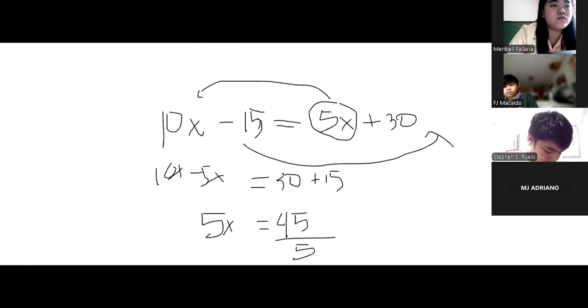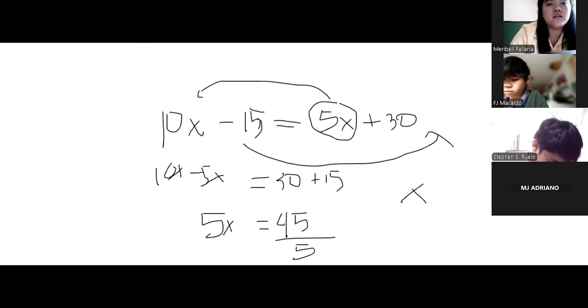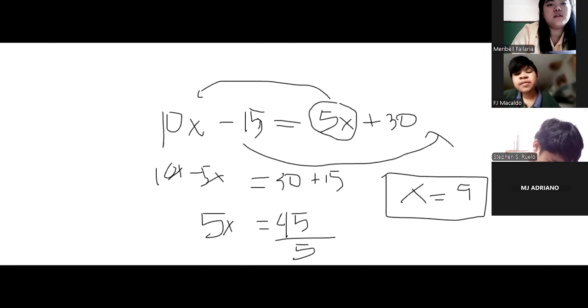Oh, nawala na ang students ko. So 45 divided by 5 is 9. So x is equal to 9. Ayan. So ganyan lang kumuha ng solution in a linear equation.